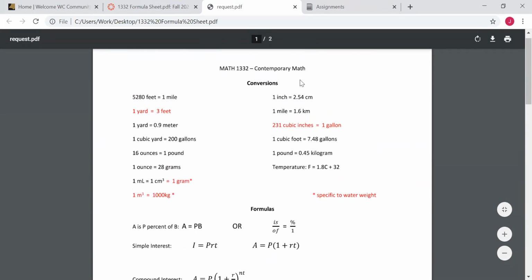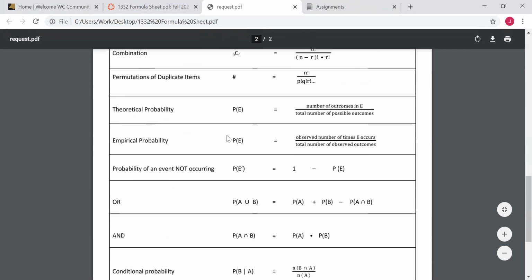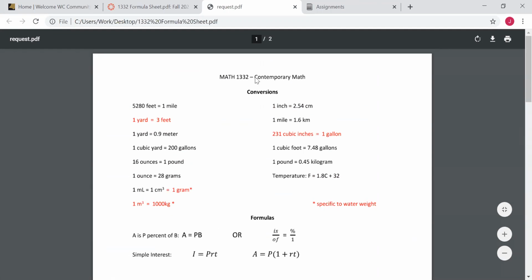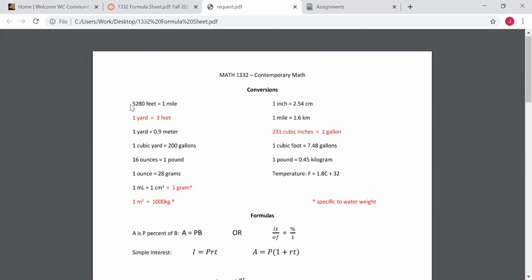For the exam after that, you'll need these conversions, and then you'll need some of these chapter 11 probability formulas as well. And then finally, for the final exam, you'll need the whole darn thing, won't you? So anyways, here's some of the conversions I give you.